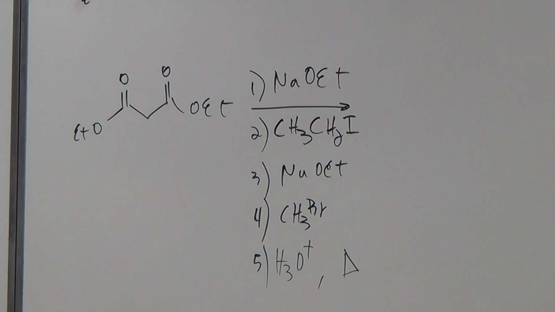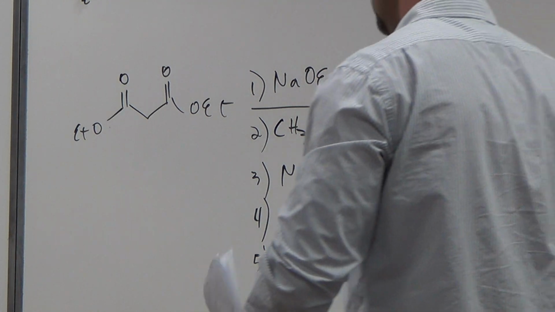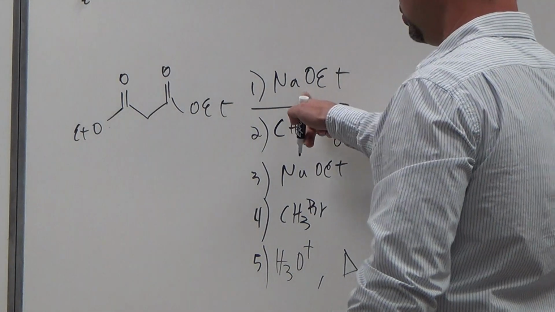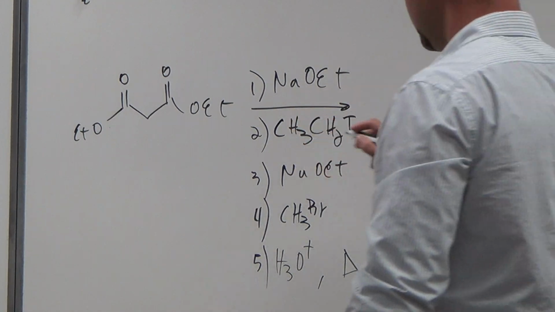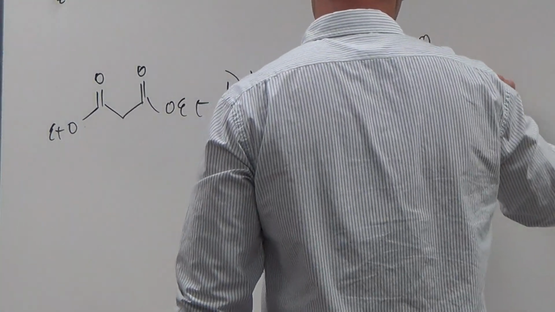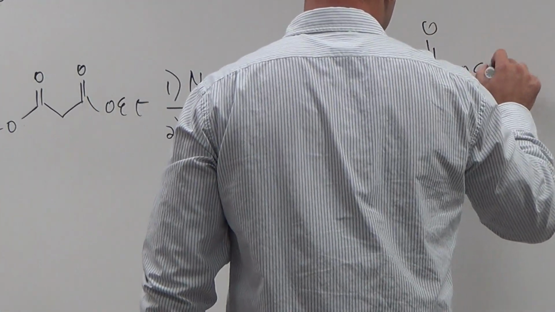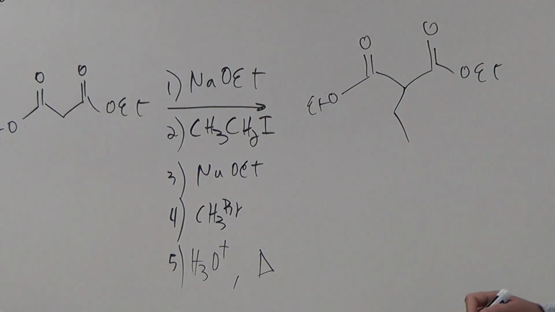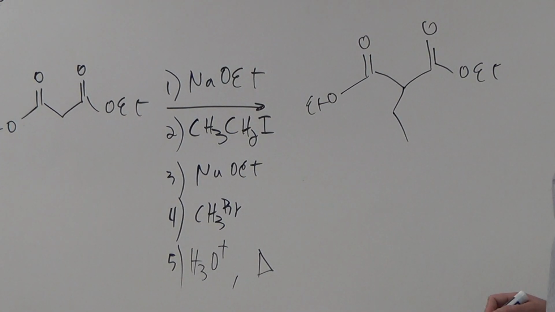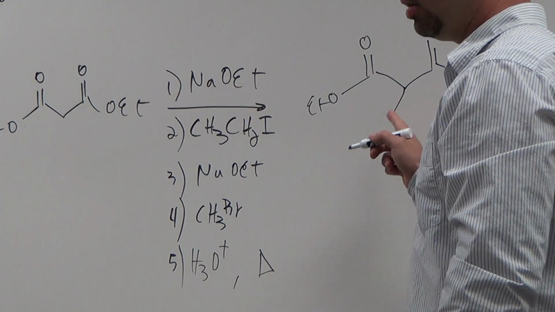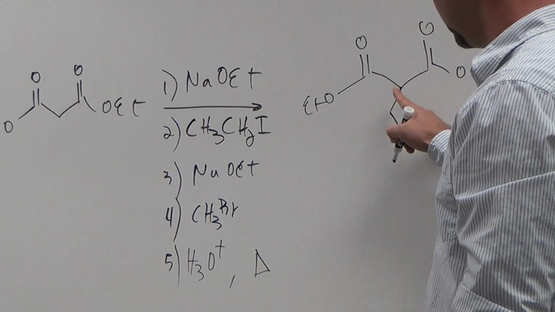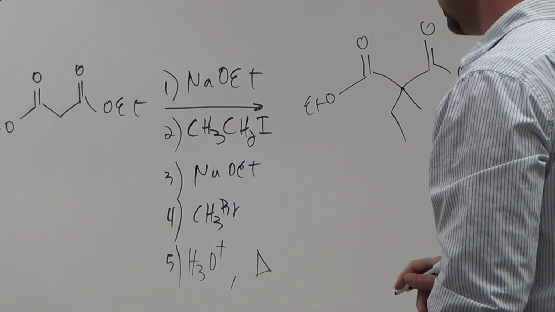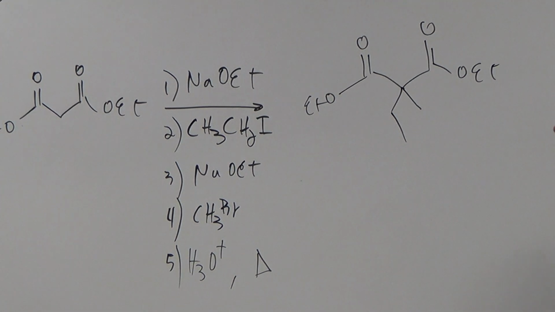So what happens in the first step? You get that deprotonation first. And then attack to give you this. Then another attack. Then it's going to do it again. Another deprotonation because there's still a proton here. Then you get your CH3 with that, and another one. So that's going to have a CH3 there again. We can't do it again, yes?